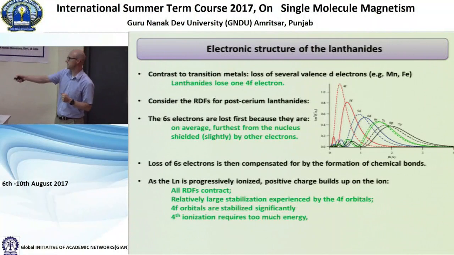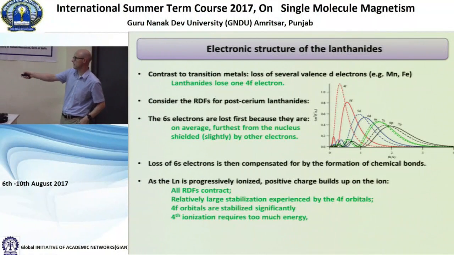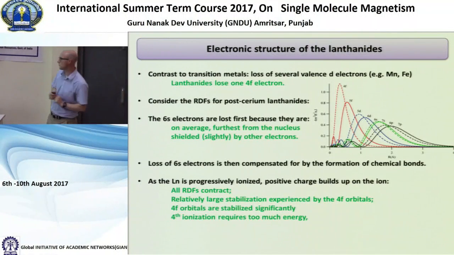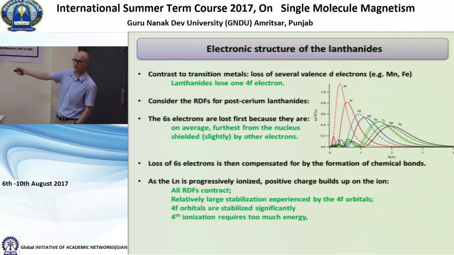So if you look at the radial distribution functions for the post-lanthanides, cerium I said is one of the unusual ones. 6s electrons go away first because they are on average further from the nucleus, so here most of the time, and they are shielded slightly by the other electrons. I will come back to this in a little while.